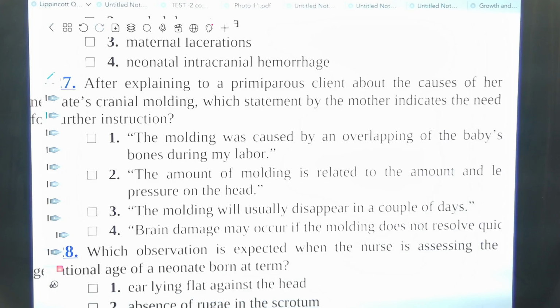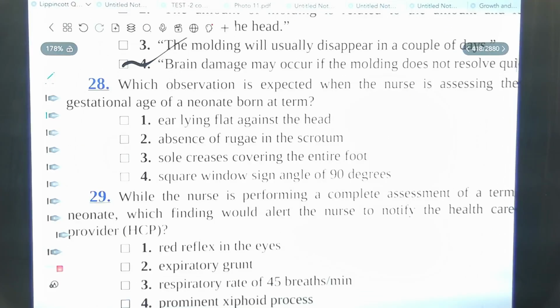Brain damage may occur if the molding does not resolve quickly. So the fourth one will be the false statement and needs further instruction, because cranial molding during vaginal birth can happen and will resolve on its own after some time. So no risk.